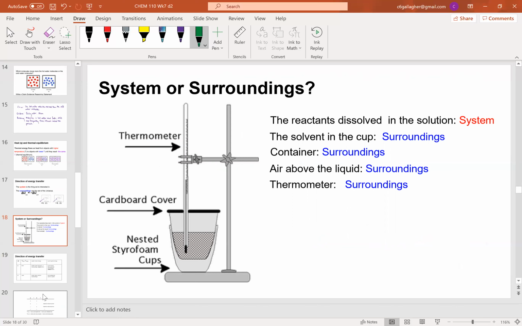So for example, if we were studying two nested styrofoam cups with a cardboard cover and a thermometer, we could define just the chemicals that are in the solution as our system, and then everything else as the surroundings. So the solvent in the cup, the container, the air above the liquid, the thermometer, which means the only thing that we're studying as our system are the chemical reactants themselves.